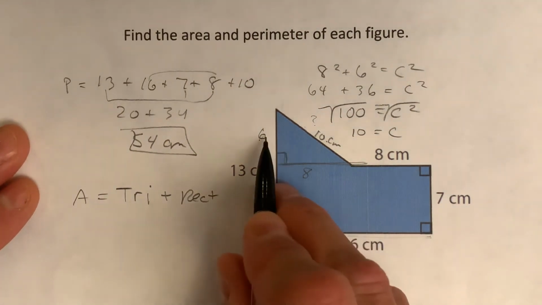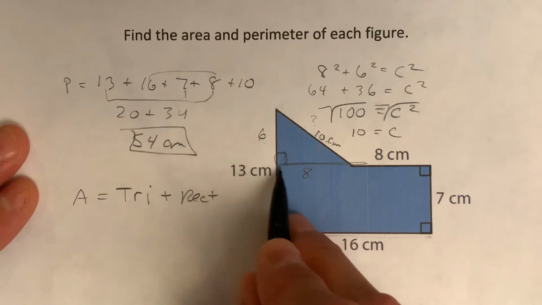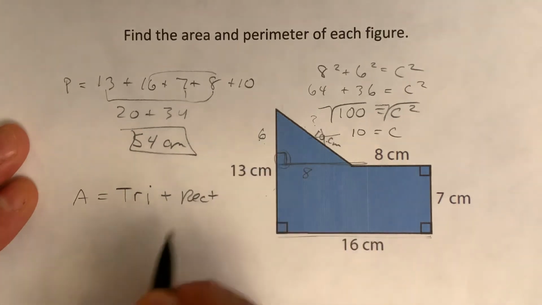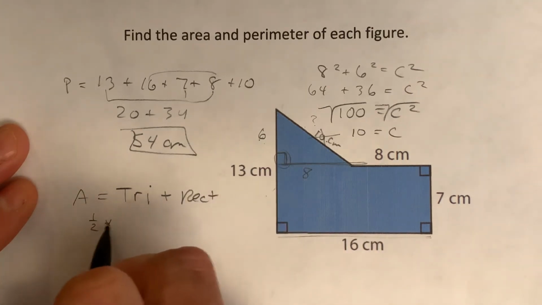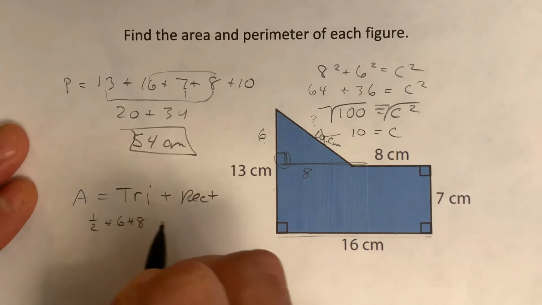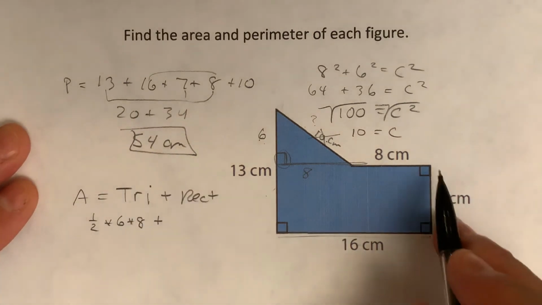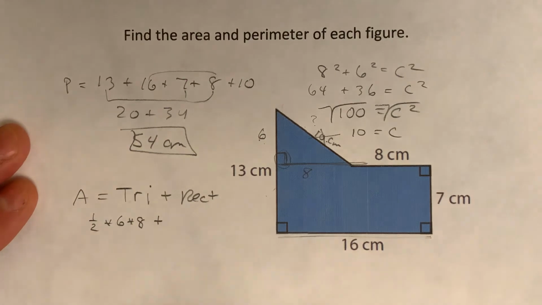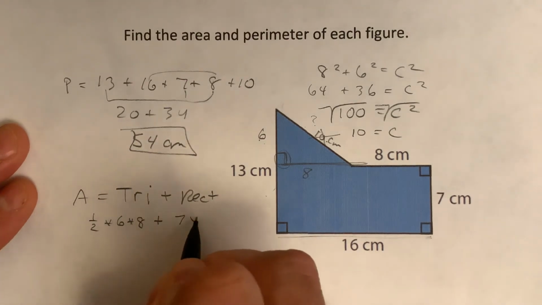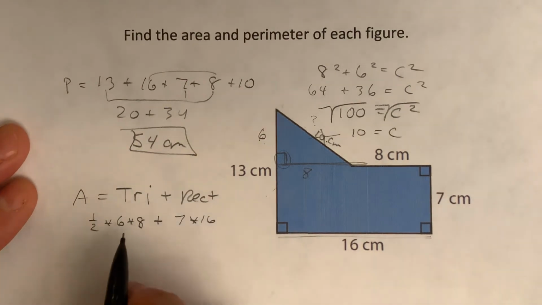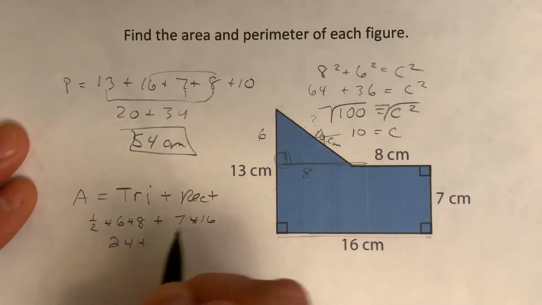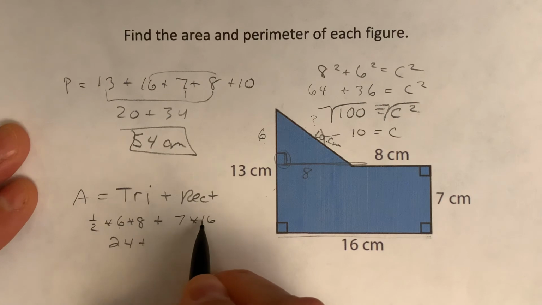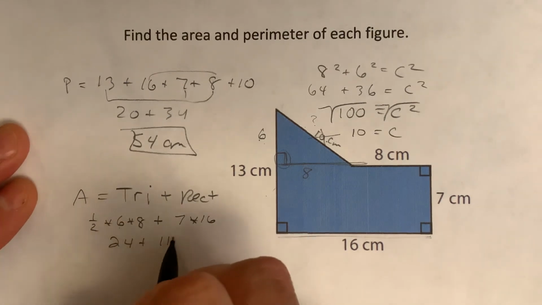So the triangle has a base and height of 6 and 8. Remember, whatever's at the right angle, you don't use this for the area. So it's going to be 1/2 times 6 times 8. Plus the rectangle is going to be, it looks like 7 times 16, right? So 6 times 8 is 48. Half of that is 24. 7 times 8 is 56, times 2 is 112.